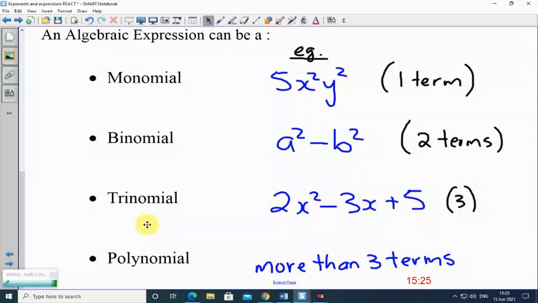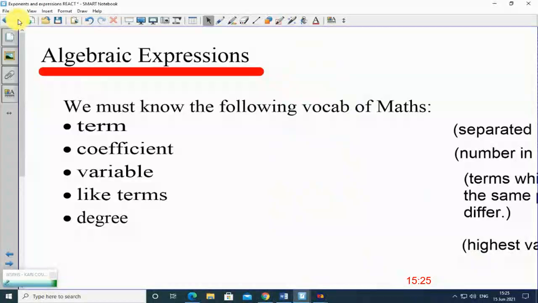All right. So I'm going to try and summarize and say again what these important terms are. All right, I'm going to go to my next screen and give you another version of what's really important to know about in terms of language. Okay, let's go. Okay, so for algebraic expressions, we must know the following vocab of maths.